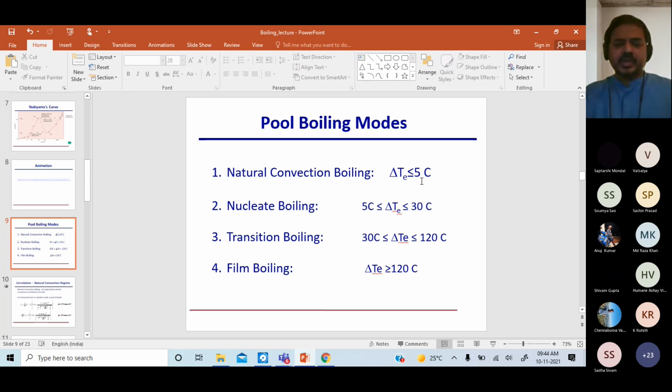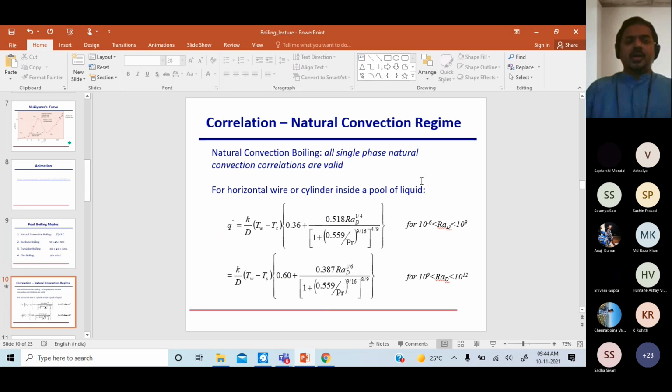So now, how do I solve these? Initially, if you are given a problem, you have to determine what the level of superheat is, and from there figure out which regime you are operating in. For natural convection, all single phase natural convection correlations are valid. You have learned them. The Nusselt number is something, so you can use exactly those, whatever we have learned under natural convection, except that the fluid is now water or the liquid, and you have to use those properties.